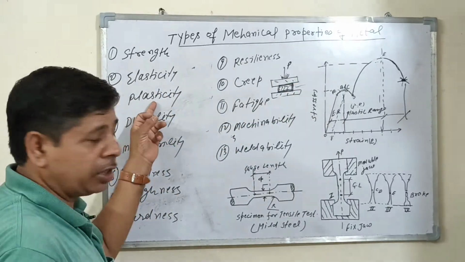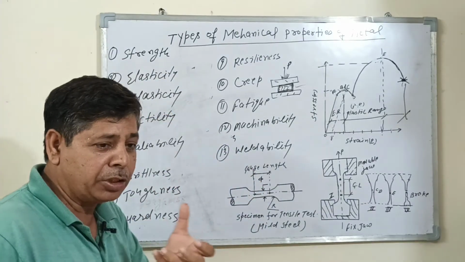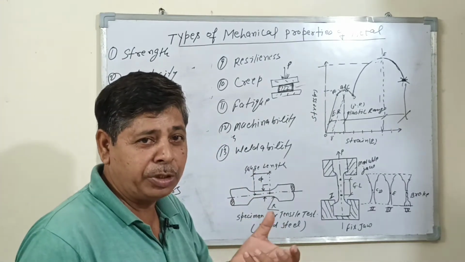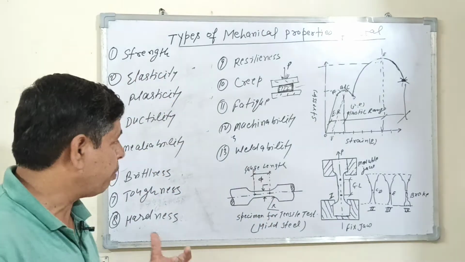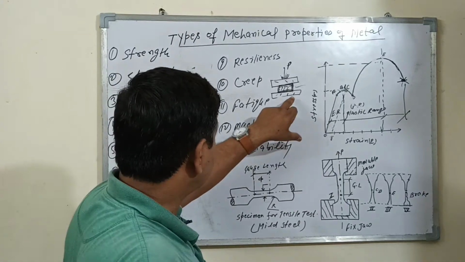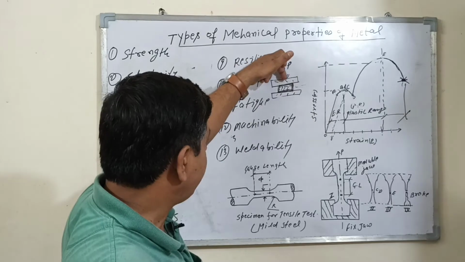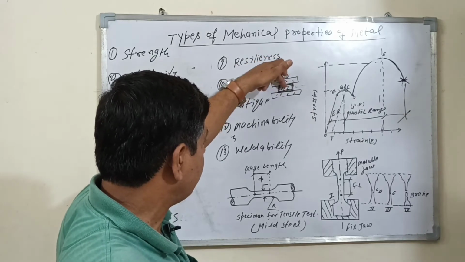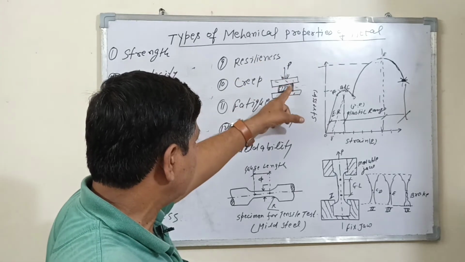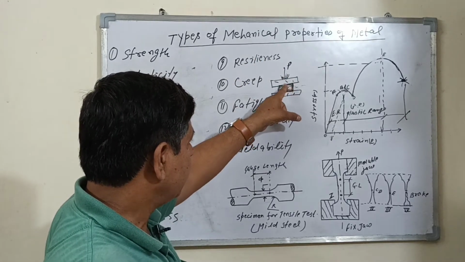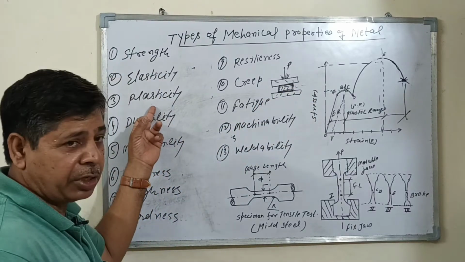Number three is plasticity. It is not able to retain its original shape and size after removing the force, after removing the external load. Plastic is the best example of plasticity. So this is a base plate, this is a pressure plate, this is a plastic material. When the force is applied on the surface of the plastic object, after removing the force there is no change back in shape and size. It means that plastic is the best example of plasticity.